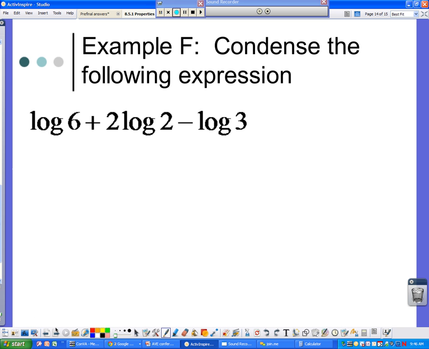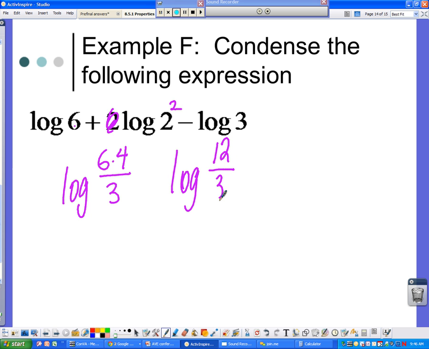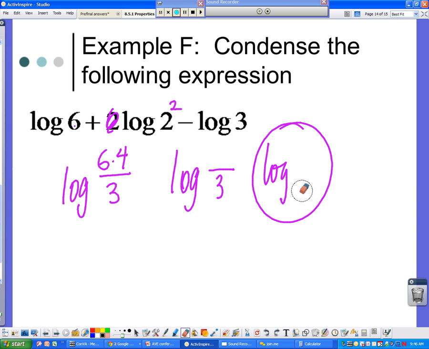Next example, we're going to condense the following expression. So we're still condensing. First of all, I don't have any number in front. This one turns to 2 squared, and this is going to be a minus. So that's going to tell us we're going to divide. So we need to do log 6, and 2 squared is just 4. So we can go ahead and do 6 times 4, and whatever comes after the minus goes underneath. So your final answer is going to be log base 6 times 4 is 12 over 3. Oh, wait a minute. Let's start over a second. I made a mistake. 6 times 4 is 24, so log 8.